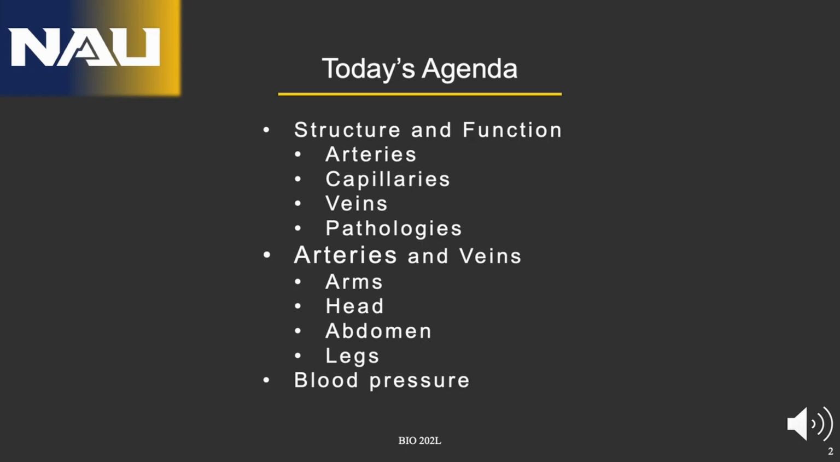For today's agenda, we will be covering the structure and function of arteries, veins, and capillaries, after each of which we will talk about the pathologies associated with each. Then we will go into the anatomy you'll need to know for the arteries and veins of the arms, head, abdomen, and legs. Then we'll talk about how blood pressure is measured and the factors that influence it. After which we will talk about common pathologies related to blood vessels and blood pressure. Lastly, we'll talk about clinical applications, including taking accurate blood pressure readings.